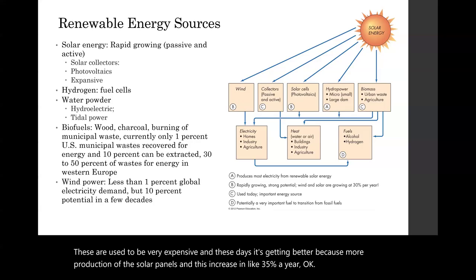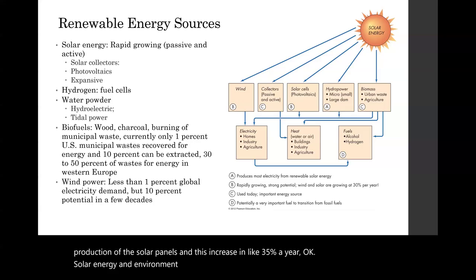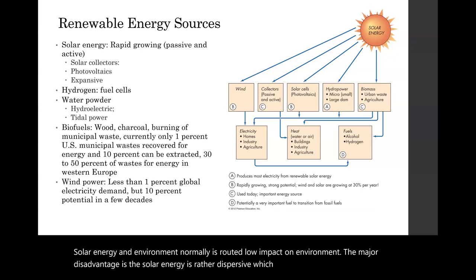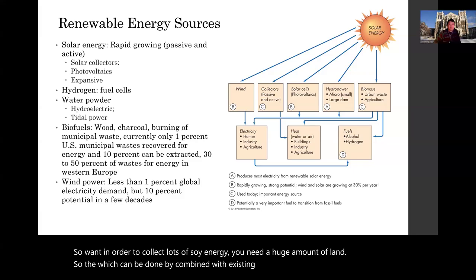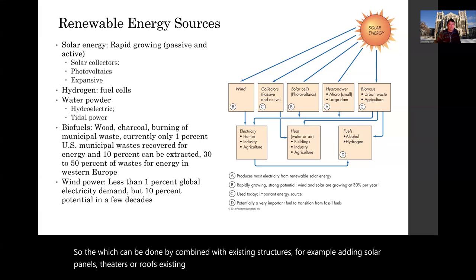Solar energy is normally rather low impact on the environment. The major disadvantage is that solar energy is rather dispersive, which means it has a low density of energy. So in order to collect lots of solar energy, you need a huge amount of land, which can be reduced by combining with existing structures, for example, adding solar panels on roofs of existing buildings.